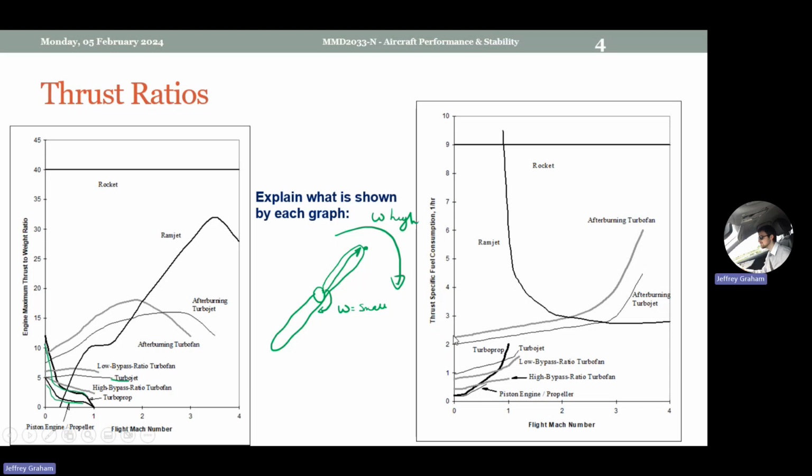Right, onto the second graph. This is the thrust specific fuel consumption now. This is how much fuel you're using every hour. And it's pretty self-explanatory in that the faster you go, the more fuel you're going to end up burning. Right, you'll notice the high bypass is barely constant. The low bypass starts to increase once you get to Mach 1, and this is because of the shockwave that forms.